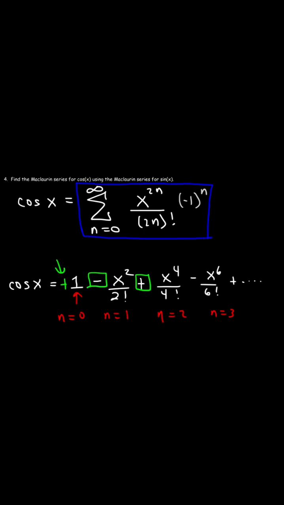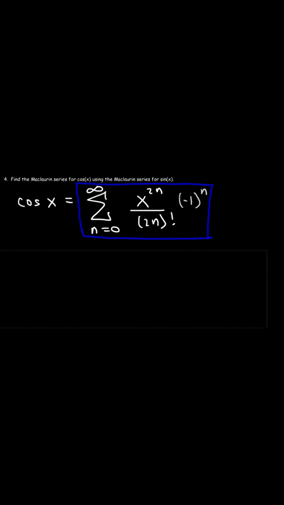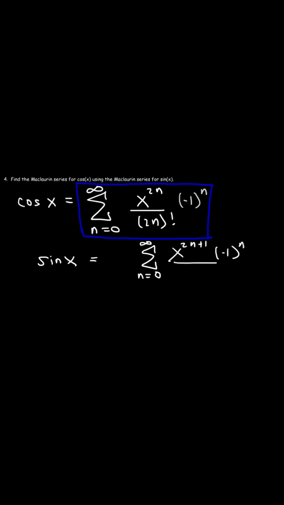Now, there's another simpler way of getting the same answer. I'm going to show it to you. So we're going to start with this expression, sine x, which we said was the series from 0 to infinity, and it was x to the 2n plus 1 times -1 to the n divided by 2n plus 1 factorial. So all we need to do in this example is we just got to take the derivative of both sides.